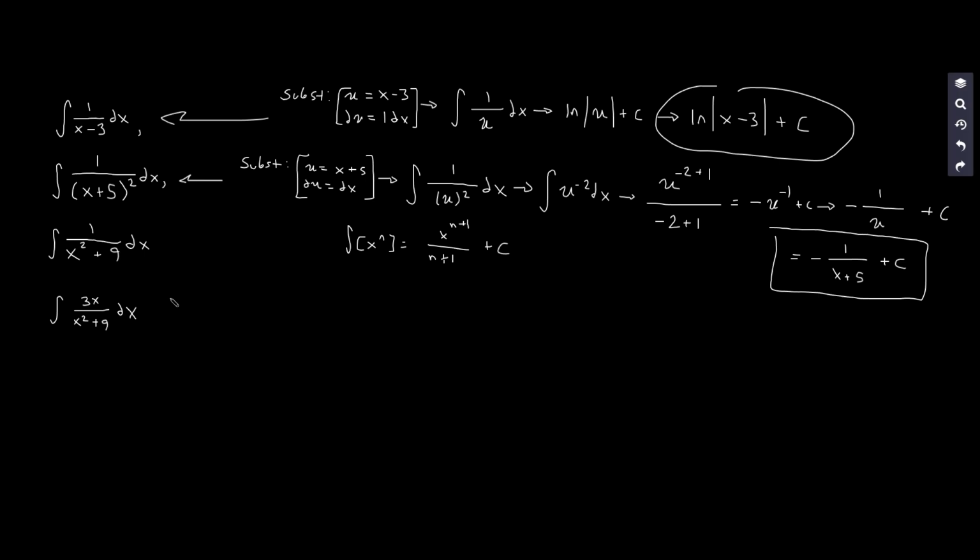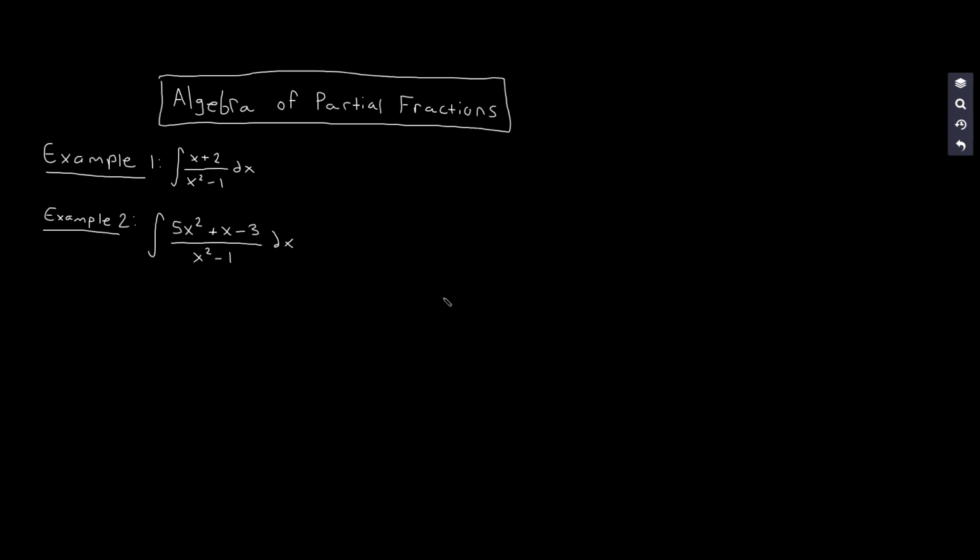And the simpler functions that are being referred to are all like these. They either have a constant over a linear power or they just look like a linear function over a quadratic. So we'll look at the algebra first and then we'll look at the calculus. So let's investigate the algebra of partial fractions. What we want to do is break up a rational function into simpler pieces.